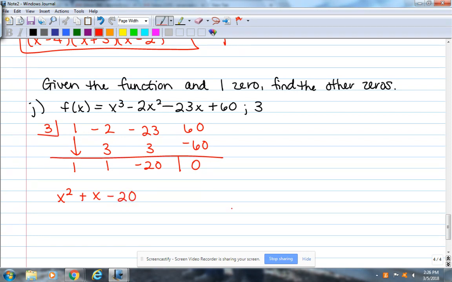Okay? So multiply to get negative 20, add to get a positive 1. What does that? Y'all, this is easy factoring. What multiplies to get negative 20 and adds to get 1? 5 and negative 4. Excellent. So those are the factors x plus 5 and x minus 4.